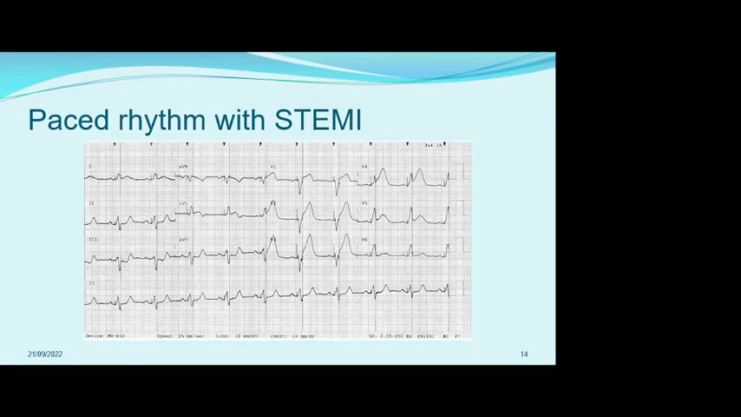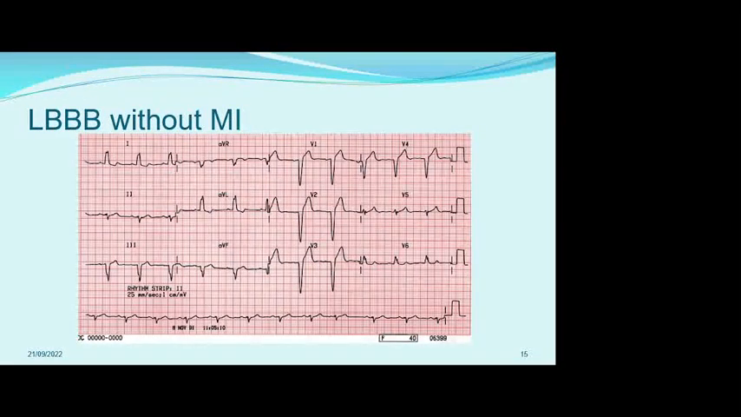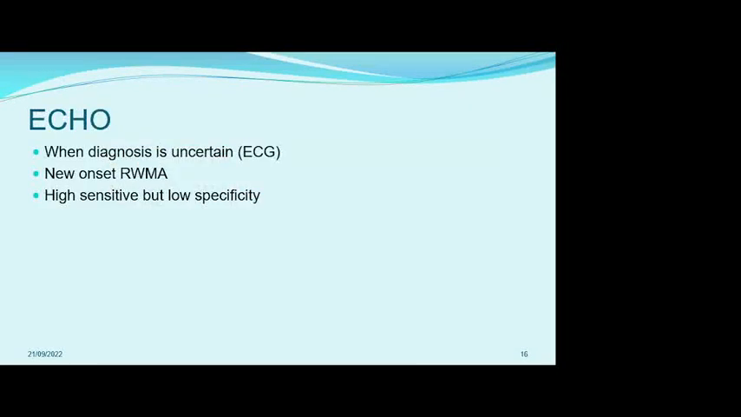This is a patient with paced rhythm. You can see pacemaker artifacts are there, and the myocardial infarction. See the lateral leads have ST elevation, positive complex with ST elevation. So this is a paced rhythm with MI. And this is a left bundle branch block. So there's no myocardial infarction, just a simple left bundle branch block.